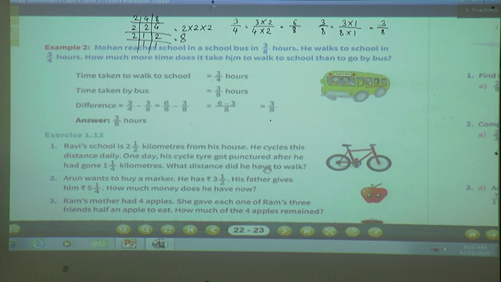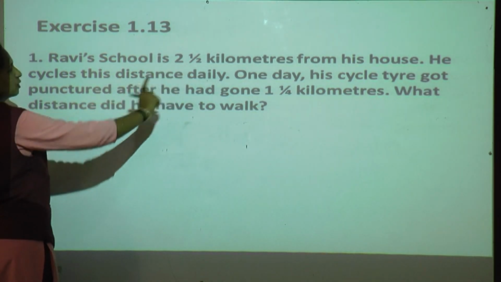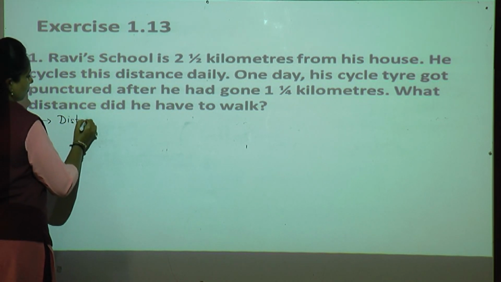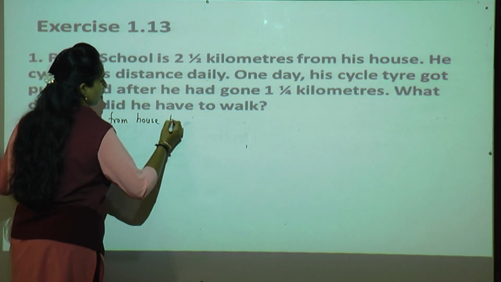Okay, now what is the first question, students? Yes, tell me. Exactly, we have to subtract from how many kilometers he used to take every day and how many kilometers he had gone when his cycle tire got punctured. Okay, first we have to write the given information. What they had given? See, Ravi's school is 2.5 kilometers from his house. Distance from house to school, how much is it?